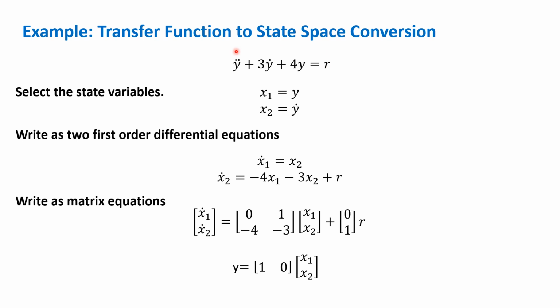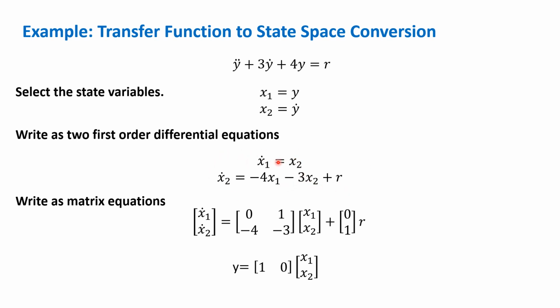Here we have a second order differential equation, and we're going to transform it into two first order differential equations. Here are our state variables x1 and x2. The left hand side is always going to be x1 dot and x2 dot. So x1 dot is simply y dot, that's x2. x2 dot we get by taking this term and this term and shifting over to the other side. That's y double dot, which is x2 dot. It's minus 4x1 minus 3x2 plus r.